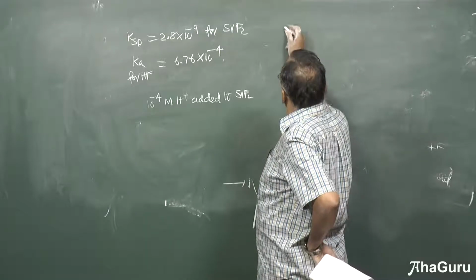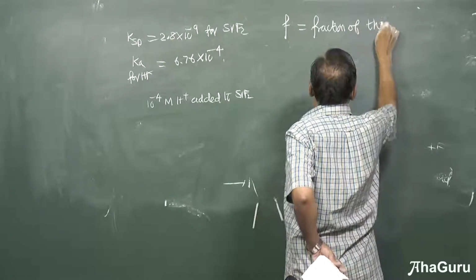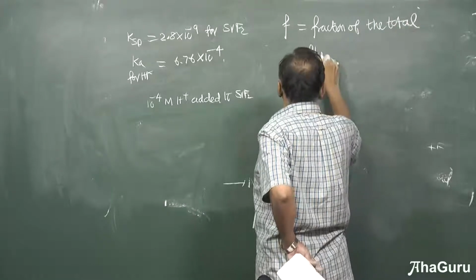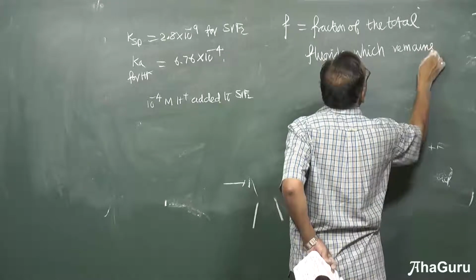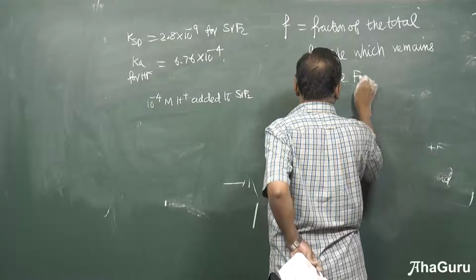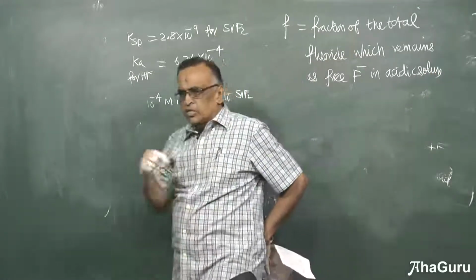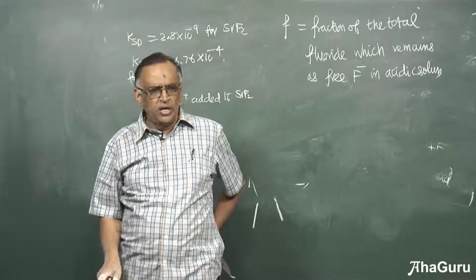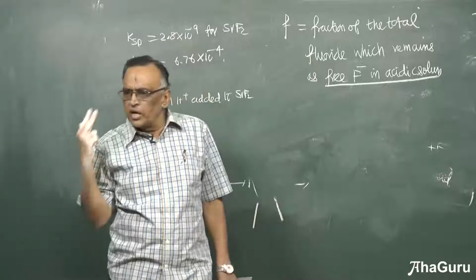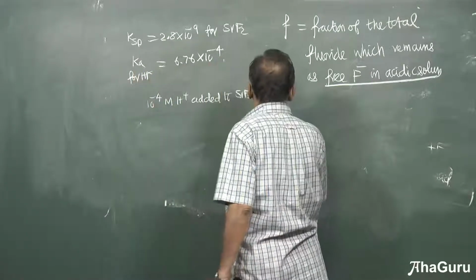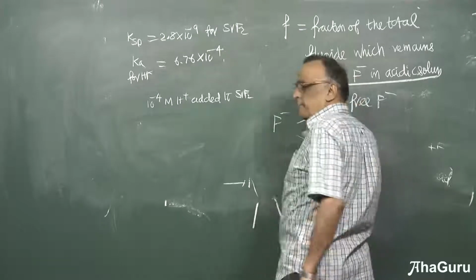Now, let f be the fraction of the total fluoride which remains as free fluoride ion in acidic solution. Let me denote small f as the fraction of the total fluoride which continues to remain as free fluoride ion in an acidic solution. What are the two ways in which fluoride ion can exist? One, as free fluoride ion. Other one, as HF. Correct?